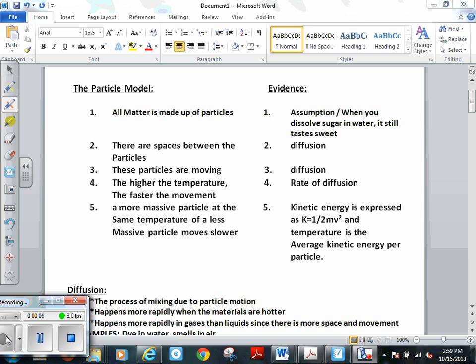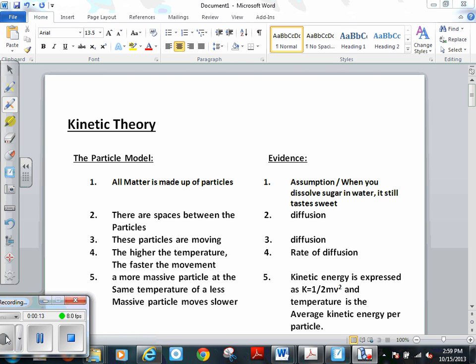We are going to talk about the kinetic theory. And the kinetic theory is a theory that describes the nature of matter on a molecular level. So when you say molecular level, you're talking about if you were the size of the molecules and you could see what was going on. That's the molecular level, really small.